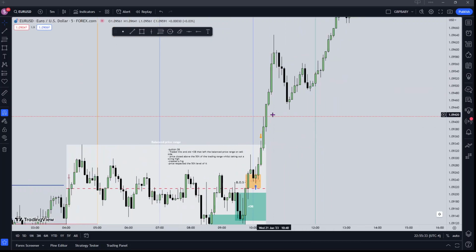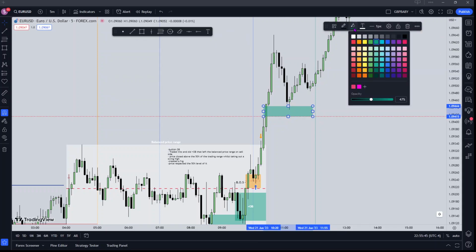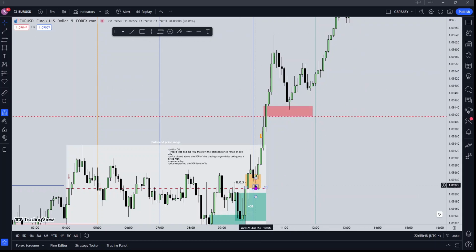And then you can see we gap above. So this gap above through the Sunday opening, I anticipate price coming back to it and finding support, especially at the 50% level. So I anticipate that kind of move, which offers another beautiful entry.